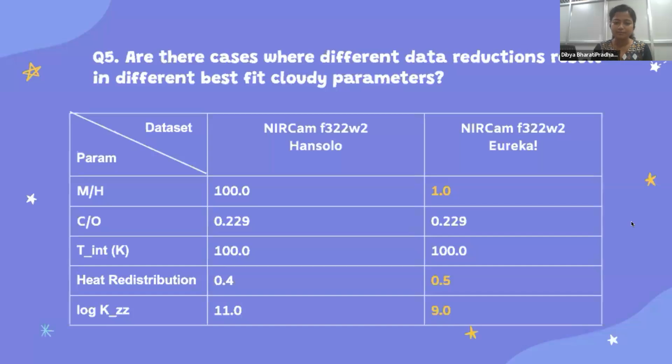So moving from Hans Solo to Eureka, the metallicity changes really by a lot. The C/O ratio is pretty constant, the intrinsic temperature also is constant, heat redistribution is almost the same, and the Kzz slightly varies.